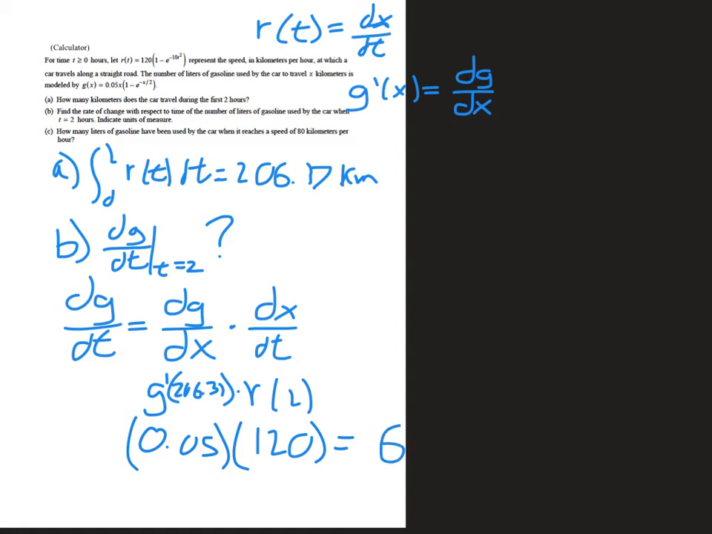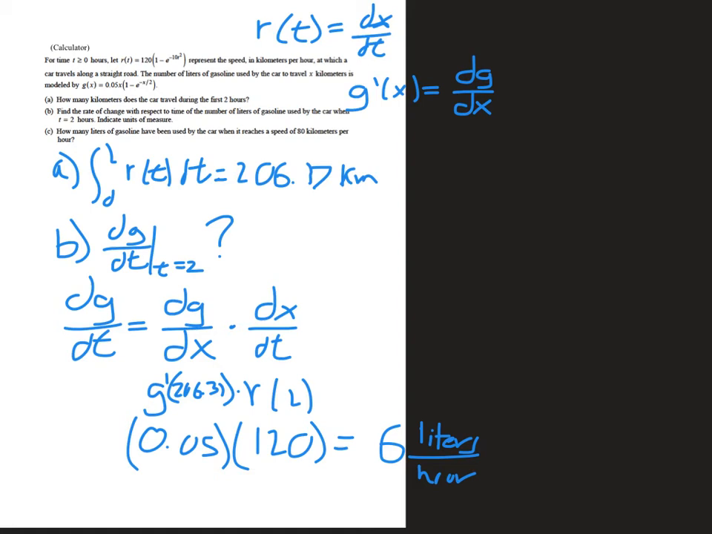And that, in terms of units, because we're looking for the rate of change with respect to time, the number of liters of gas when the car has traveled 2 hours, this would be liters per hour.